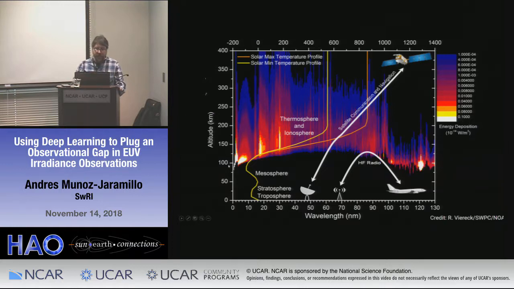And so you can see here the ultraviolet, which is in this part of the spectrum, is being absorbed at a high altitude, between 100 and 150 kilometers. And it's a lot of energy, more than in other parts of the spectrum, okay?